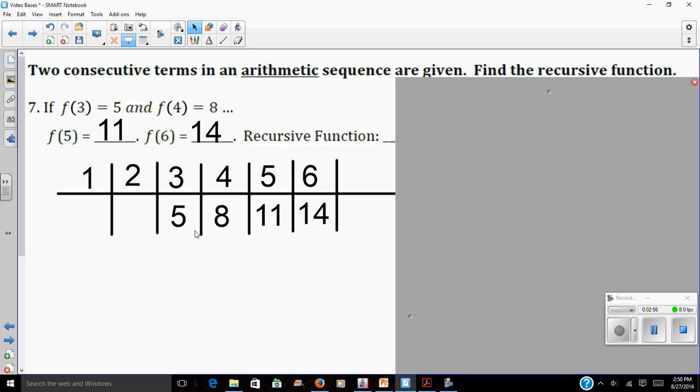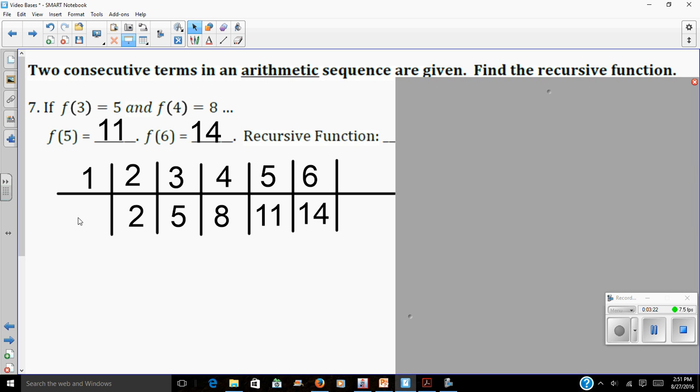So let's take a look at the 5 and back our way to term number 1. If term number 3 is 5, then term number 2 has to be 3 less than that, because we want this number added to 3 in order to get to 5. So the second term has to be 2, because 2 plus 3 equals 5. And we can just continue with that process.